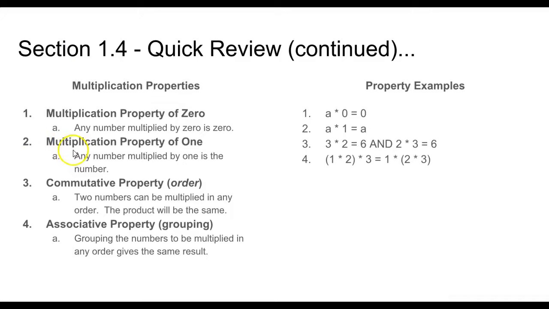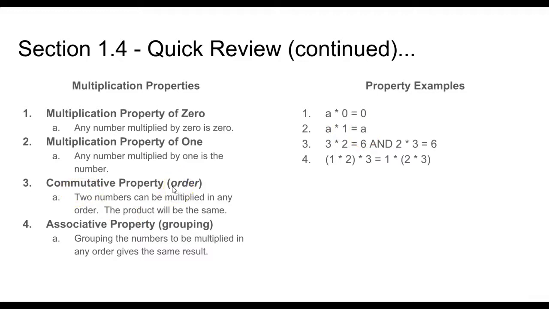And it's the same thing with the multiplication property of 1. Any number multiplied by 1 is the number. So it doesn't matter, and I've written that over here for the property examples, a being a variable, which just symbolizes any given whole number, multiplied by 1 equals a. So it doesn't matter what a is. It could be 100, it could be 1,000, it could be 1,000,000. When I multiply it by 1, it'll be that number. Okay? And then we have the commutative property.